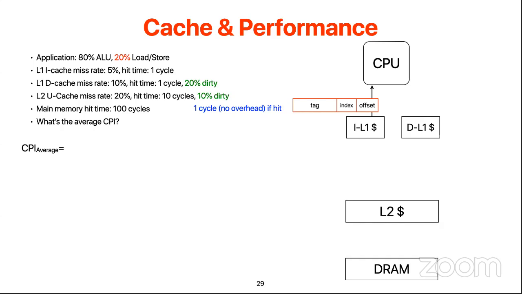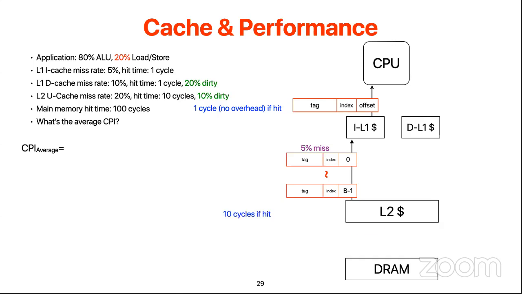For iCache, in this case, for ALU, it is 5%. So 5% of the chance we are going to the lower level memory hierarchy, right? And how much time do we have to take there? To get to L2, it will be 10 cycles. But is it always 10 cycles? No, if 10% dirty, then 10% dirty is going to DRAM. It's going to DRAM, right?